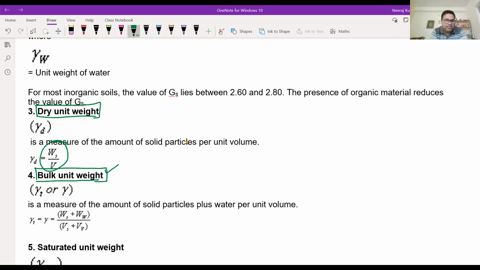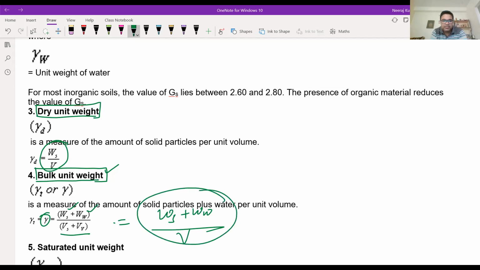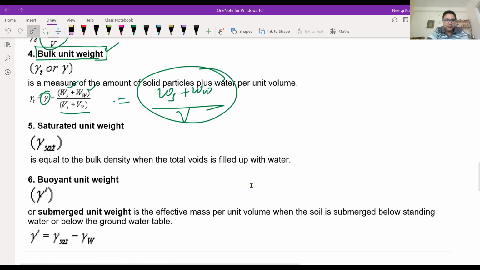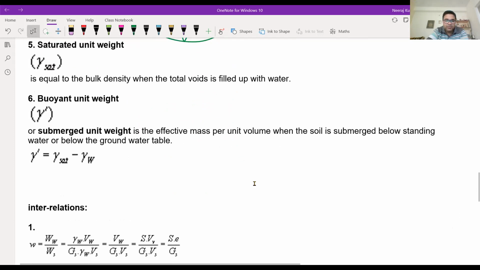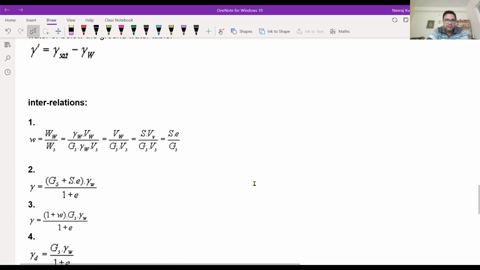So bulk unit weight can be defined as gamma, which is basically the weight of solid plus weight of water to the volume of solid and volume of void. So in bulk unit weight, we consider weight of solid plus weight of water divided by total volume. So this is how we can define the bulk unit weight of the soil. There are various formulas which we can derive using the specific gravity.